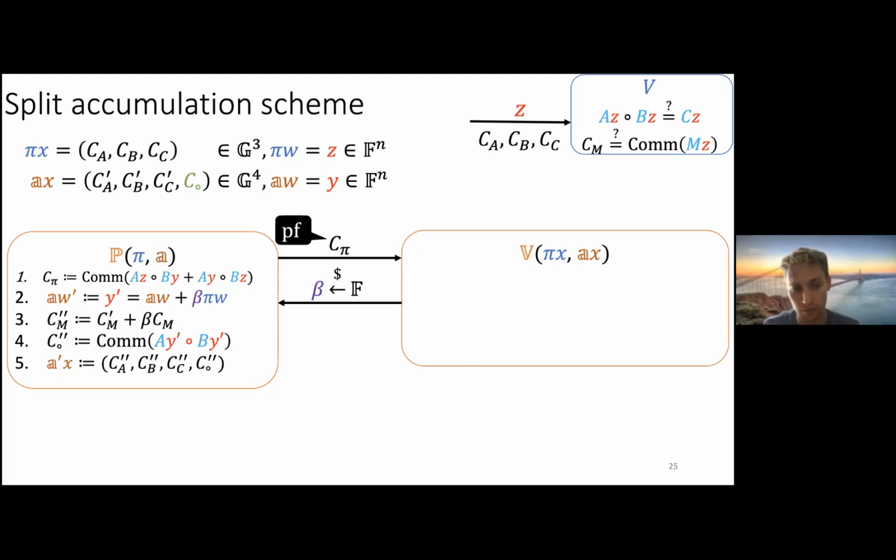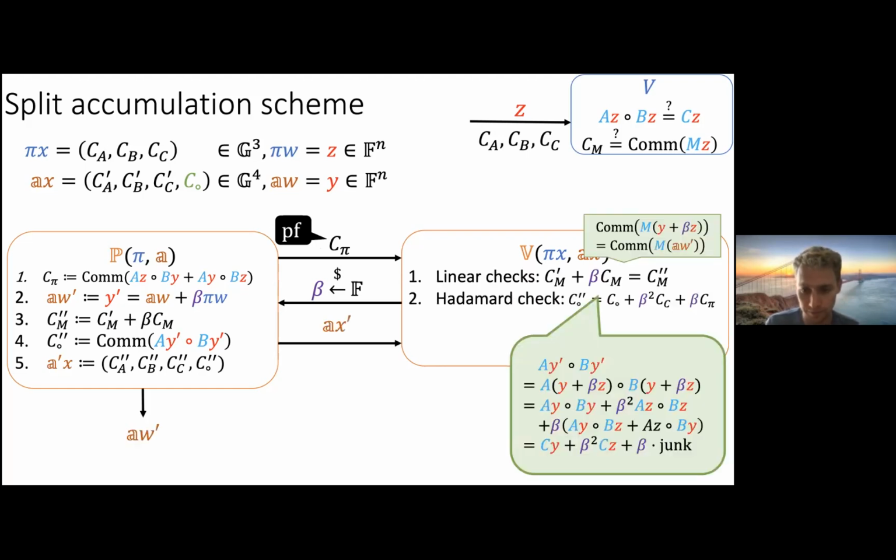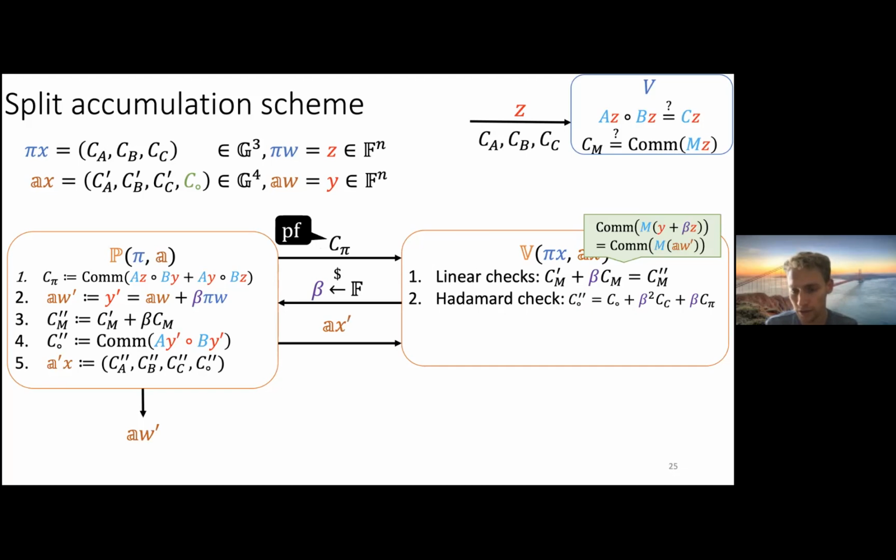We commit to them in the first step, then we get the challenge, and then it nicely works out. The important thing to see is that even this final accumulation verifier does really little work. It checks the linear combination between a couple of commitments, and also this Hadamard check, and that's the entire work that the accumulation verifier does, and this is all we need to implement.